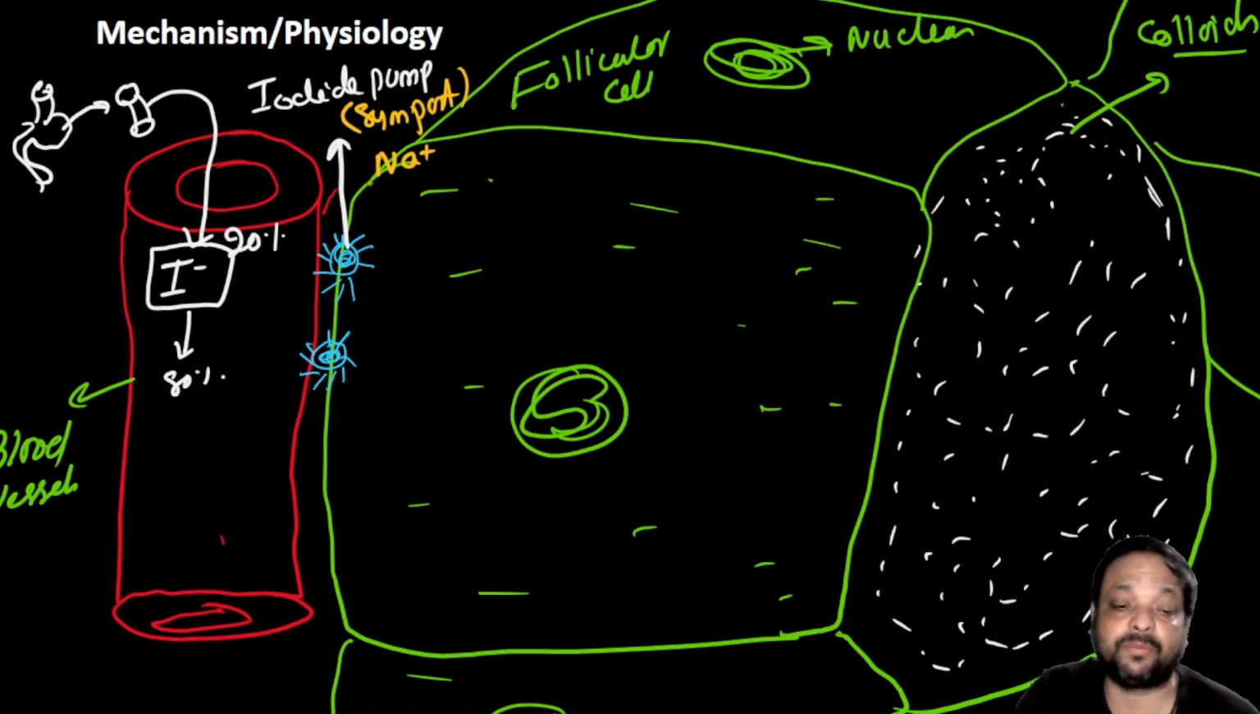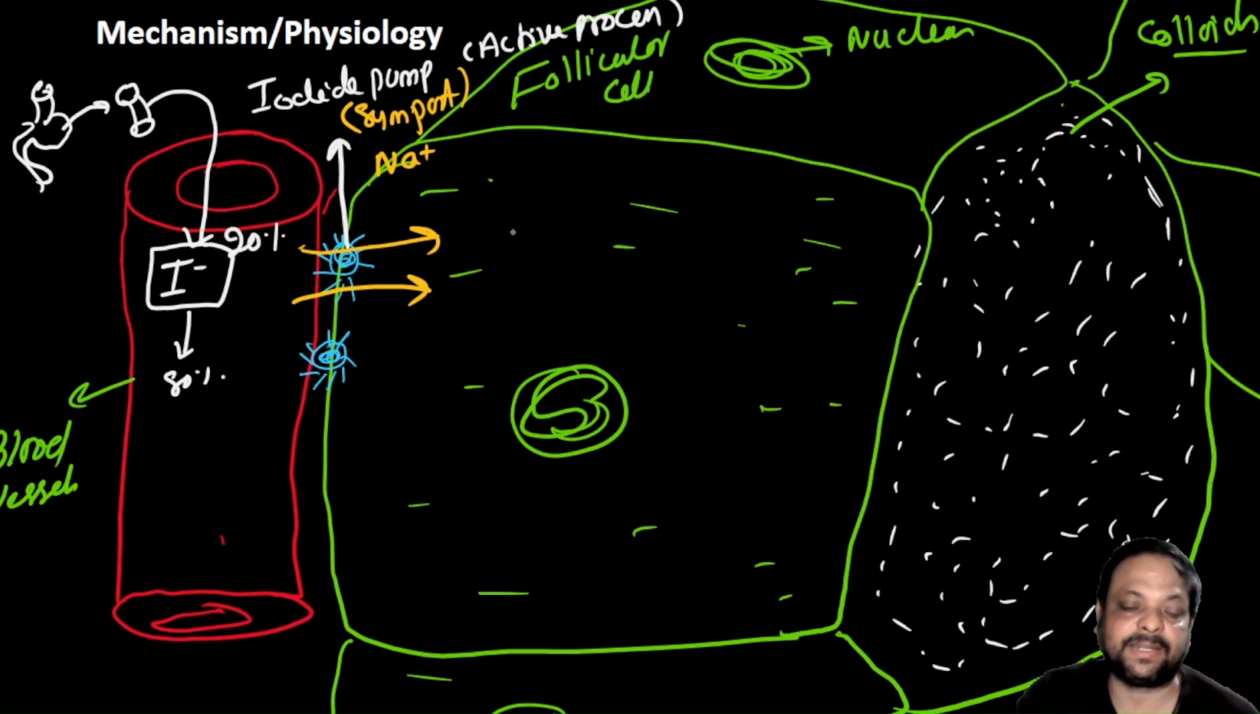They are symporters. What does symporter mean? It means both iodine as well as sodium are taken in. Normally sodium helps in taking iodine from the blood vessels into the follicular cells. This is the main motor of this pump. And since a pump is used, it is definitely an active process.